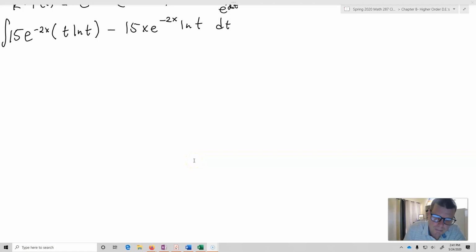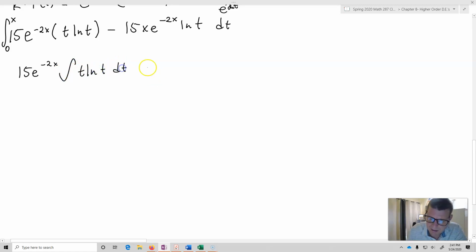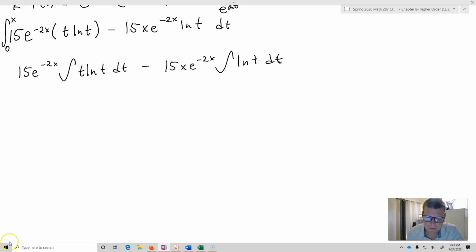So now here's our integral, but remember our integral is with regard to t, from 0 to x. So any of my functions of x are in fact going to be constants. So this is going to be 15 e to the negative 2x times the integral of t ln of t dt, minus 15x e to the negative 2x times the integral of natural log of t dt. Then I just need to go in and take the integral of both of those, from 0 to x.